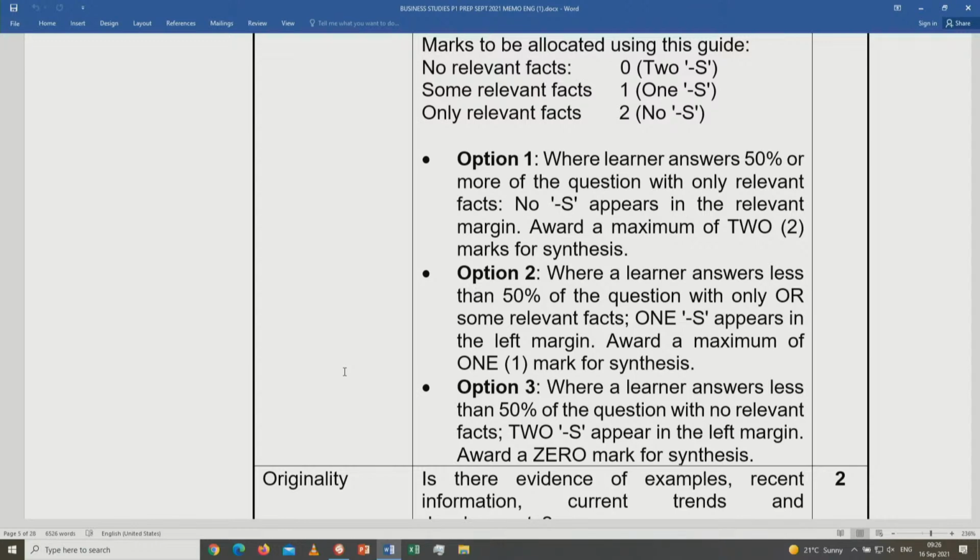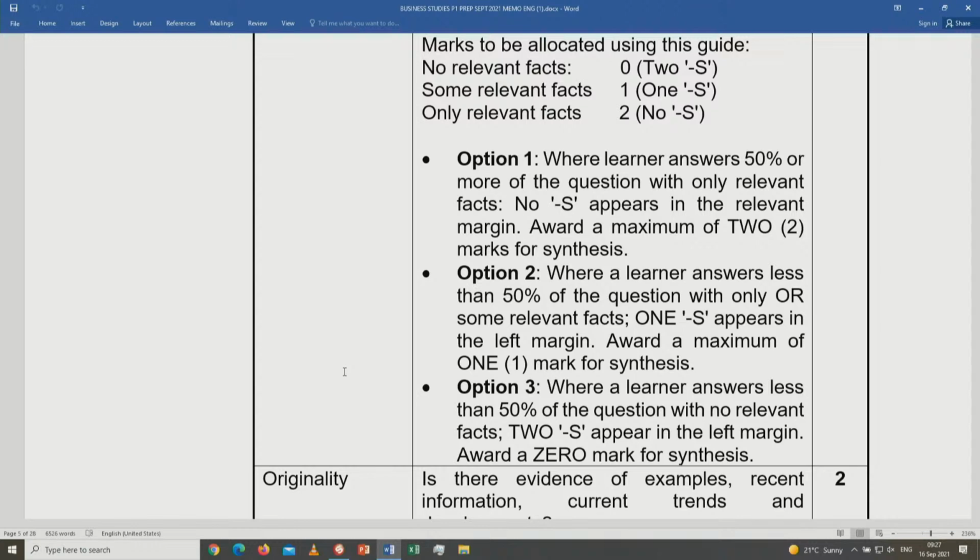And here we are referring to a paragraph, not a statement, which is irrelevant, but a paragraph or a subheading that is irrelevant. And you write that in the left-hand margin, minus S, and you award only a maximum of 1 mark, because some of the facts are relevant, some are irrelevant. The learner will get only 1 minus S and will qualify for 1 mark for synthesis.